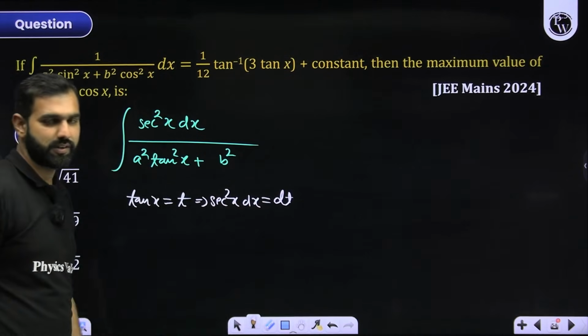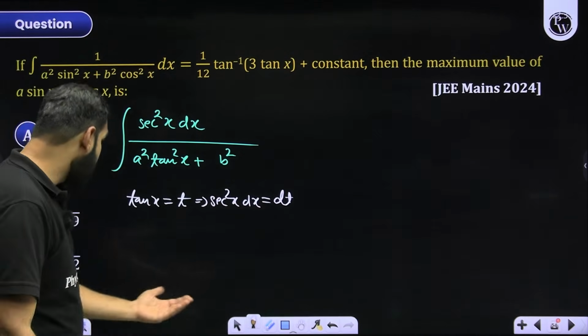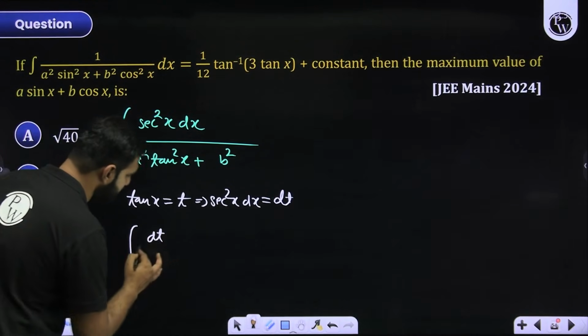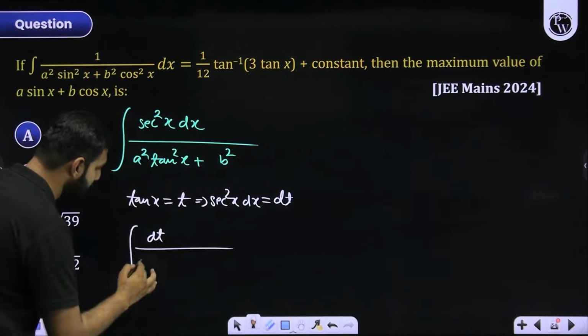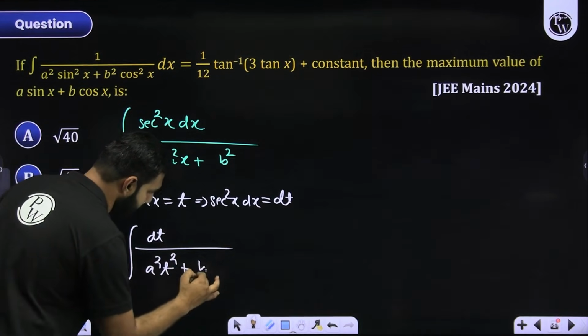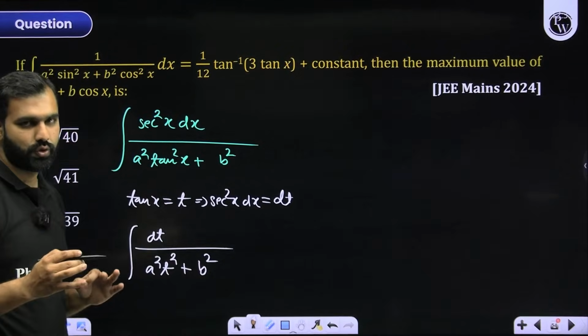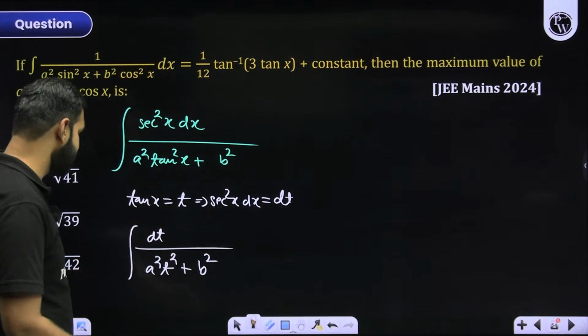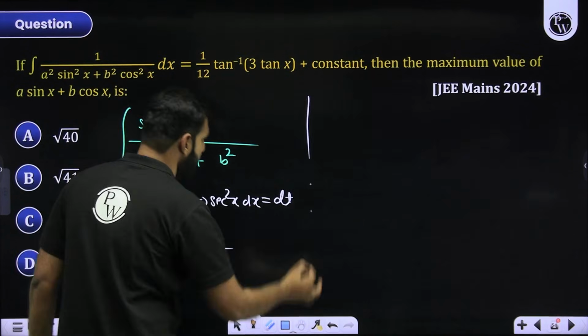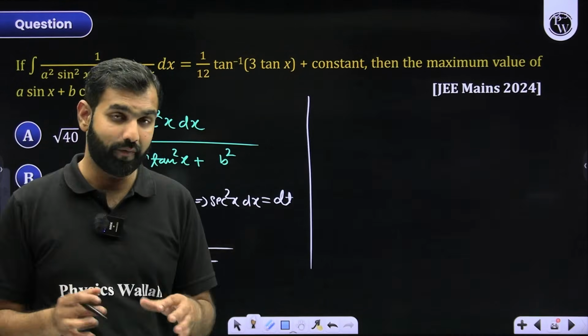This is basically a question asked by JEE last year only. I hope you can very clearly see that this integration becomes, in the numerator, dt divided by a square t square plus b square. If you have any confusion on what I'm doing here, don't hesitate and take a square common from the denominator. That will make your problem even simpler.